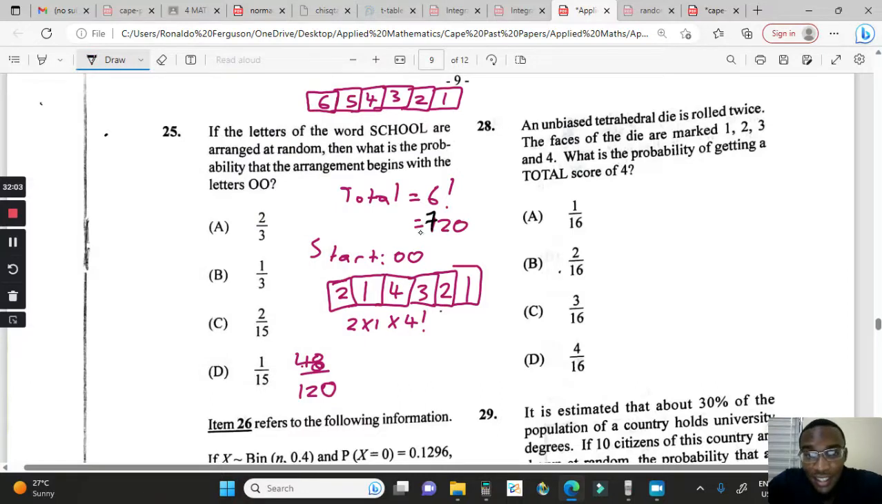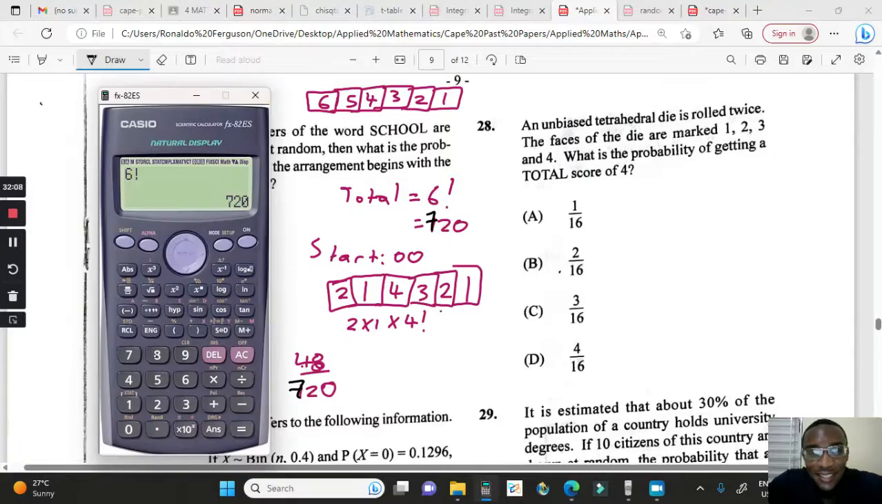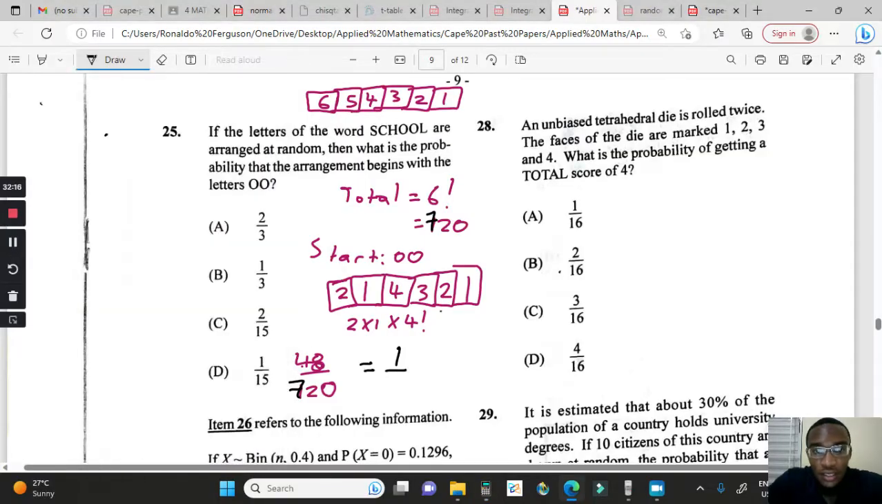It's evening and I'm a little bit hungry, so I do apologize for these mistakes, all right? Make sure when you do the exam, you're not hungry, okay? When you're hungry, you tend to make these mistakes. The answer is 1 over 15, B. All right.